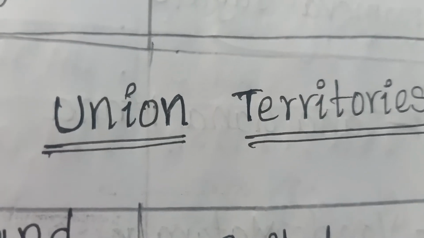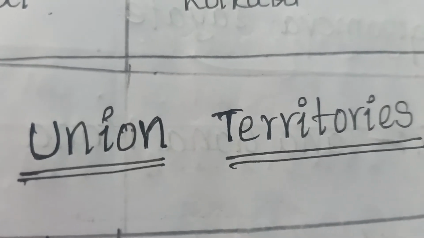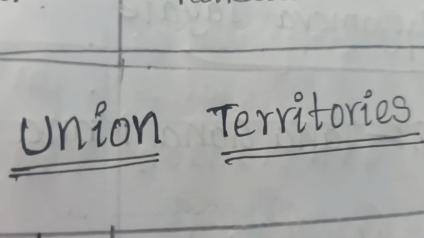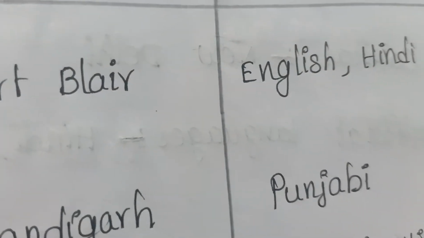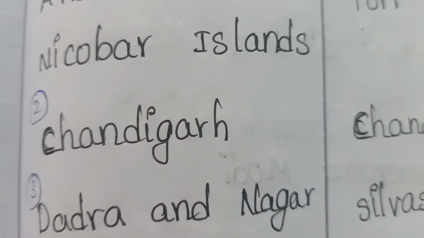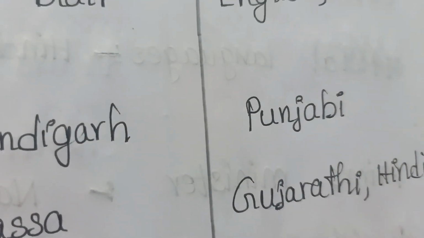In this video, we are going to learn about the Union Territories, their capitals, and their official languages. Let us start. Andaman and Nicobar Islands, capital Port Blair, language English, Hindi. Chandigarh, capital Chandigarh, language Punjabi.